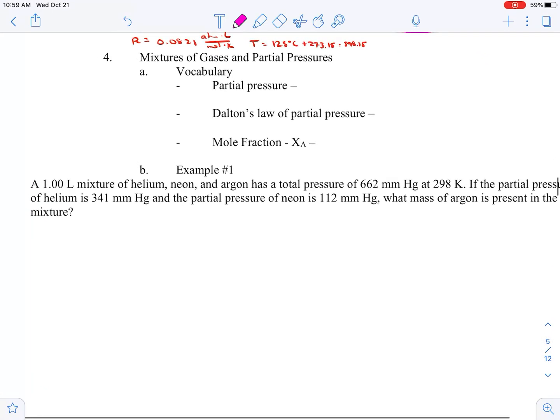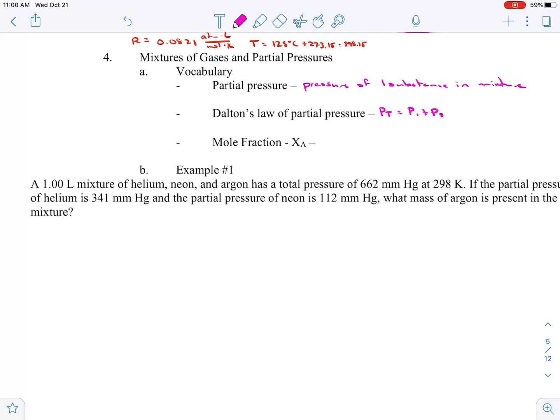All right, so we have mixtures of gases and partial pressure. Partial pressure is just going to be the pressure of one substance, usually in a mixture. We could be thinking of the partial pressure of oxygen in air. Dalton's law of partial pressure is pretty simple. It says our total pressure is equal to the sum of the pressures. However many pressures we have, we can just add them up and that will be our total pressure.